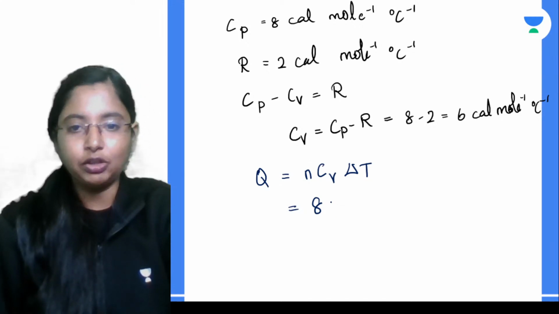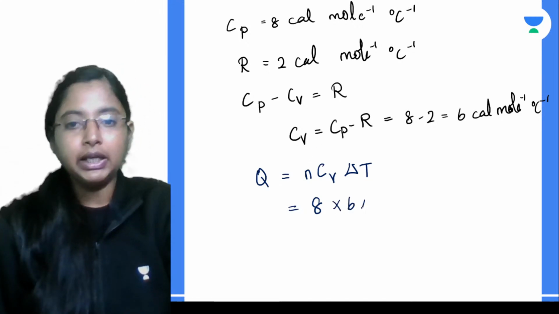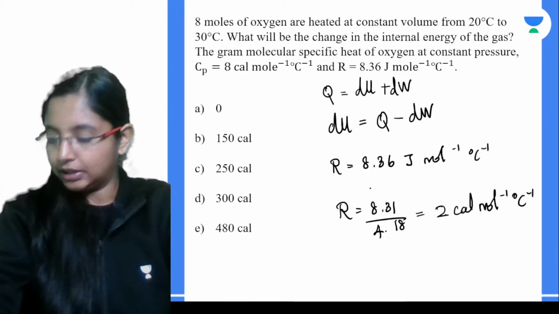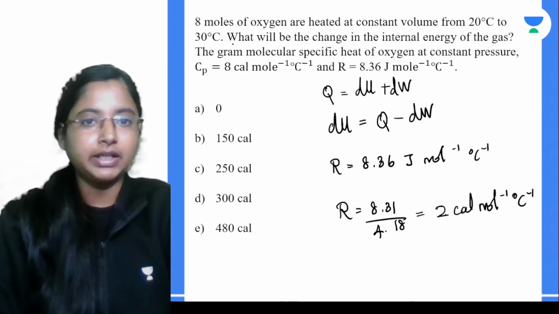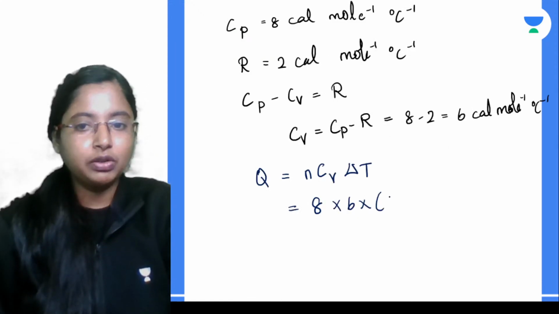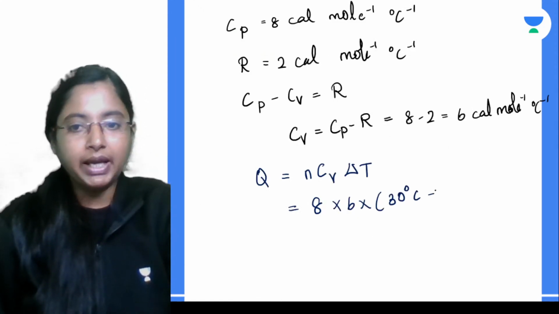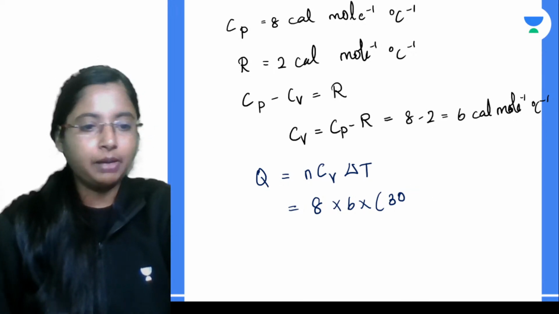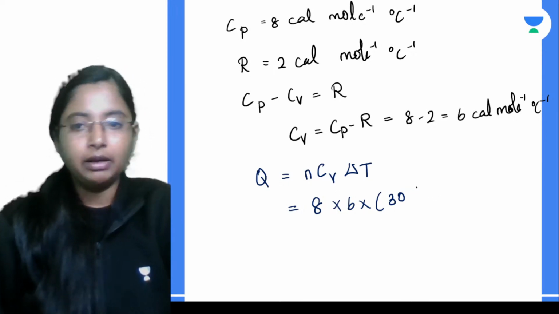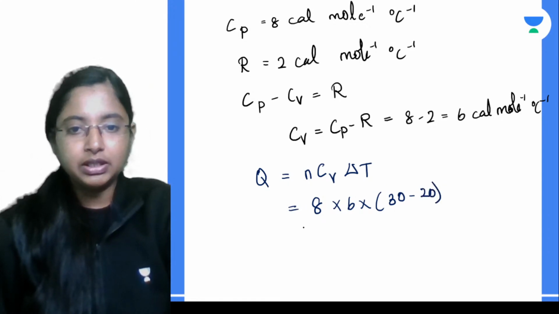We found the Cv to be 6, right? Times what is the temperature difference? The temperature difference is from 20 degrees, it's heated to 30 degrees. The temperature difference will be the final temperature minus the initial temperature. So 30 degrees minus 20 degrees. The temperature difference will be basically 30 minus 20.